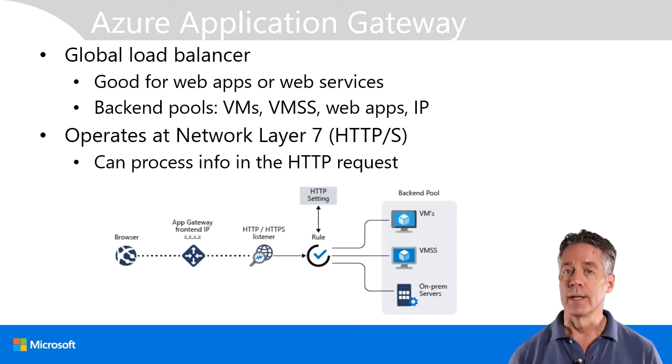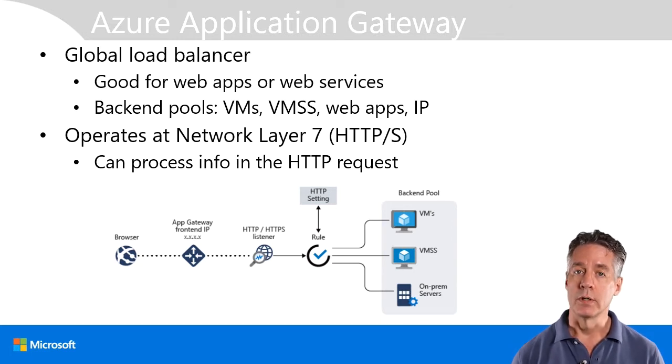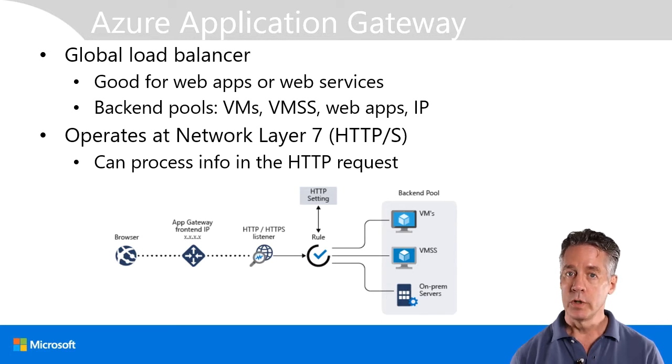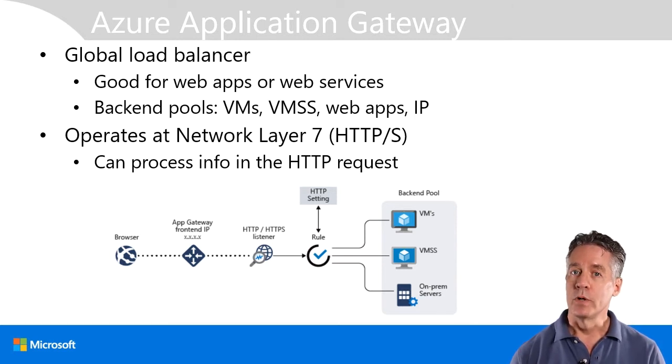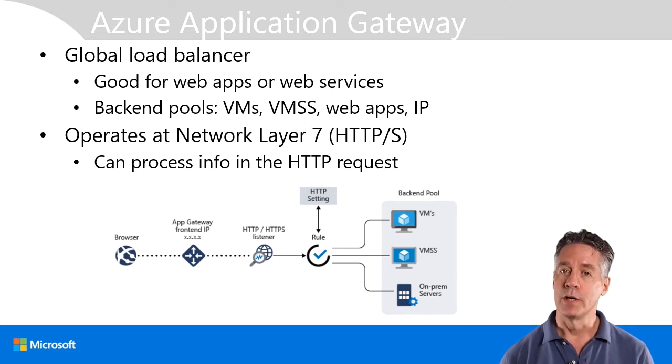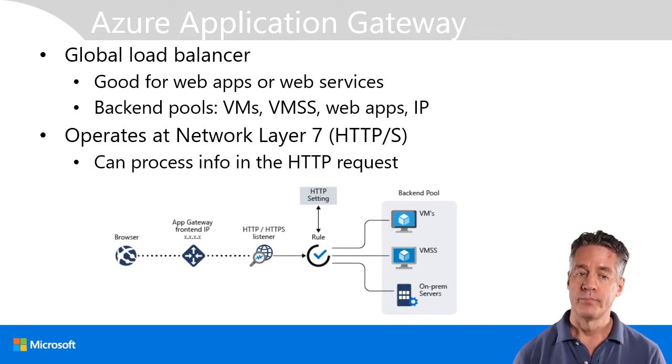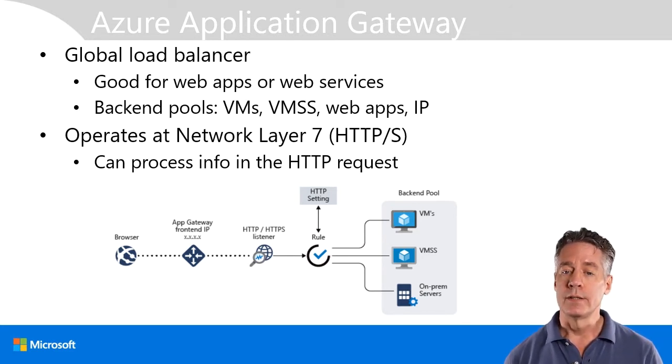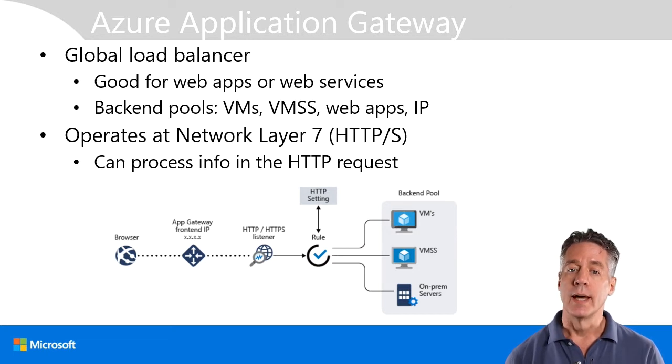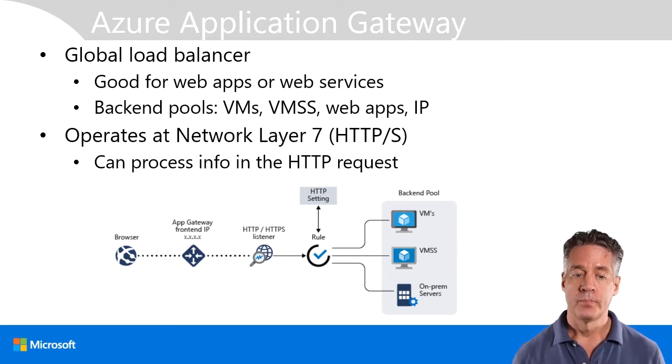It operates at network layer 7. That's the application layer, and particularly the application protocol it understands is HTTP or HTTPS. Those are the only protocols it understands. So if your exam question, let's say, were to talk about needing to load balance something that was not HTTP or HTTPS, then you could not use an application gateway. You'd have to use a standard load balancer. We'll see that there's some nice advantages to working at the HTTP layer.